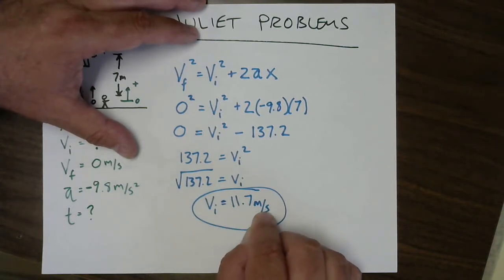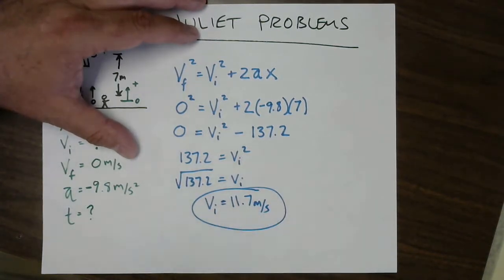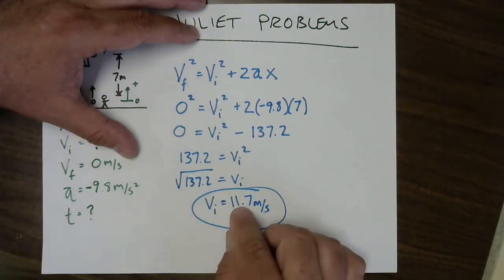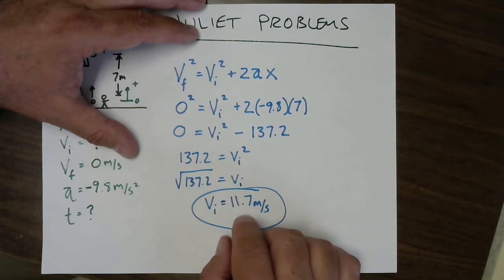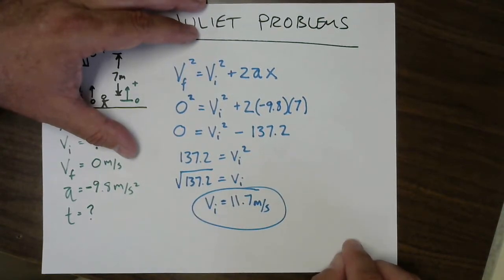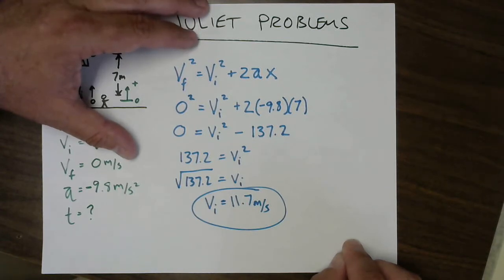So 11.7 meters every second. 11.7 meters is like 11 yards, like 12, 13 yards. Do you think that a human being could throw a rock 13 yards in 1 second? And I think a human being can. And the reason why? Baseball.